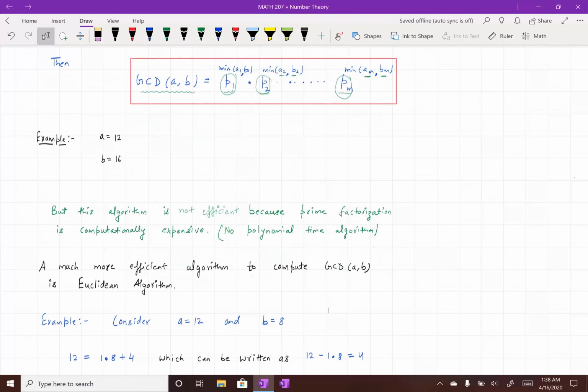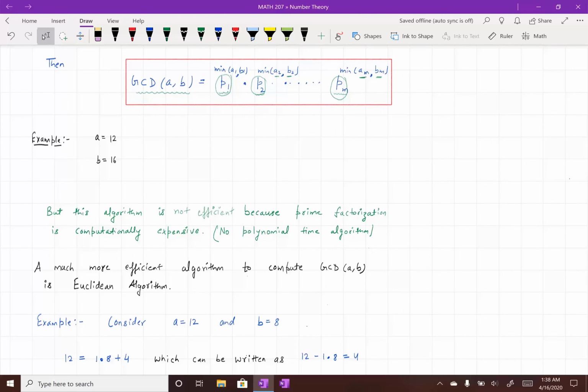Let's take one example to see how this prime factorization based algorithm is applied to compute the GCD of two positive integers. For example, a is 12 and b is 16. The first step is to write the prime factorization of a and b. So 12 can be written as 2 times 2 times 3, which is equal to 2 to the power 2 times 3 to the power 1. While 16 can be written as 2 times 2 times 2 times 2, which is equal to 2 to the power 4.